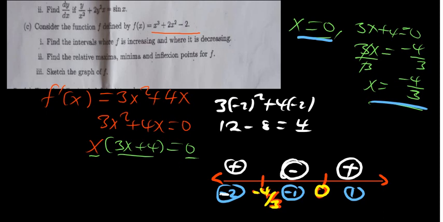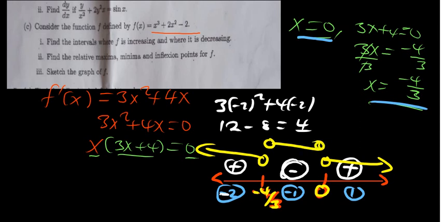What does it mean? Where it is giving us positive, it is increasing at that point. Where it is giving us negative, it is decreasing. Meaning, it is increasing from 0, not included, all the way to positive infinity. Again from -4/3 all the way to negative infinity. It is decreasing at this point.